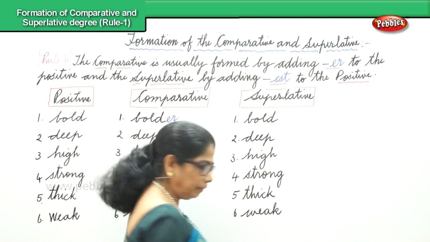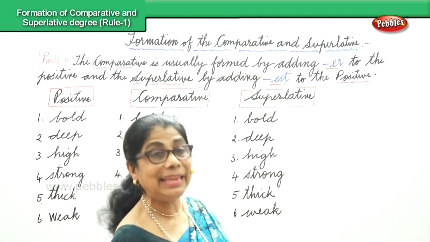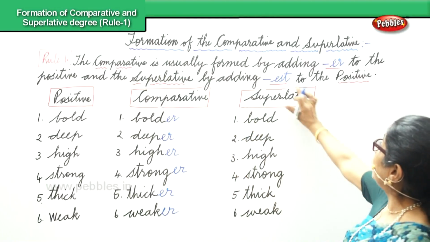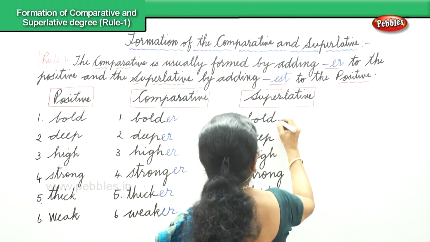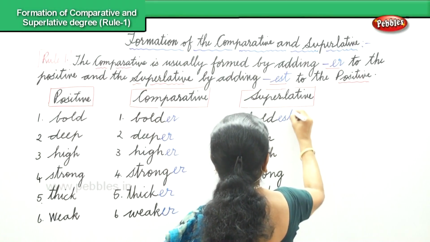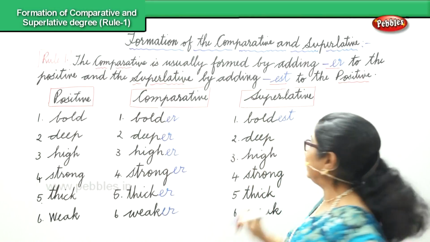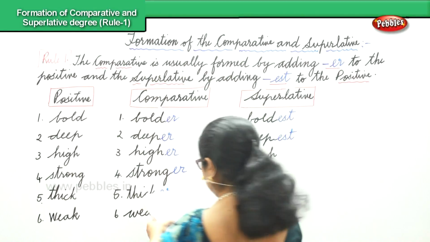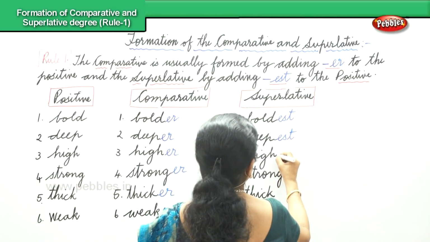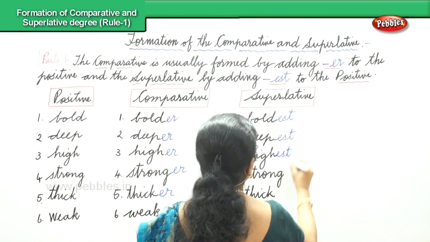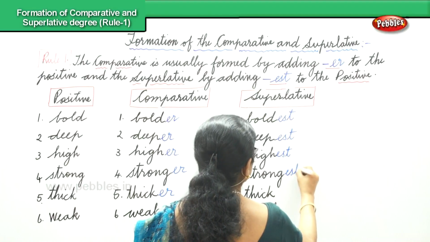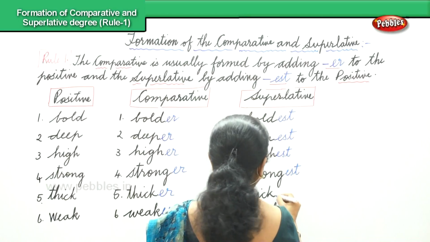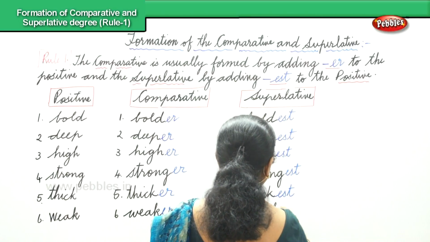To form the superlative, we add est to the positive. Now, I've done the positive here, and what are we adding? Est. So, boldest, deepest, then highest, then strongest, thickest, and weakest.